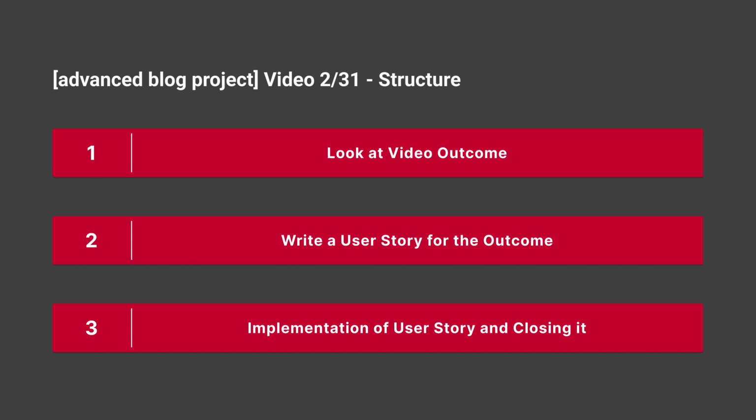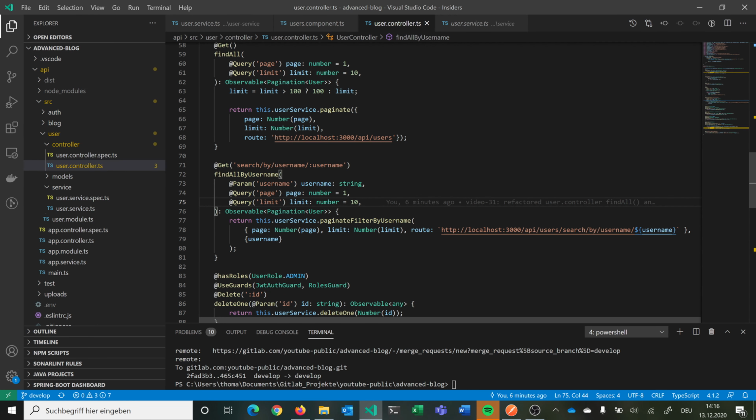The structure of the video is as always: first we have a look at our video outcome, then we will write a user story or read the user story for this outcome, and at the end we implement the user story and close it. Let's have a quick look at what we are doing in this video here.